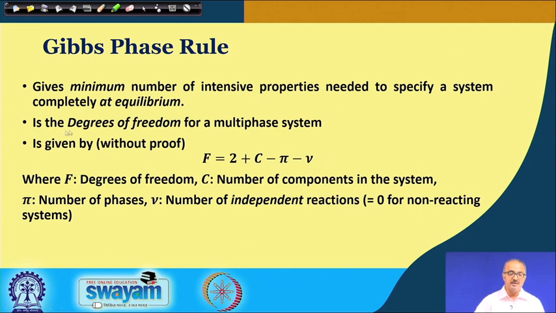So, this is the degrees of freedom for a multi-phase system, and we learnt degrees of freedom earlier. Now, without proof, we give this expression: F, the degrees of freedom, is equal to 2 plus C minus pi minus nu.